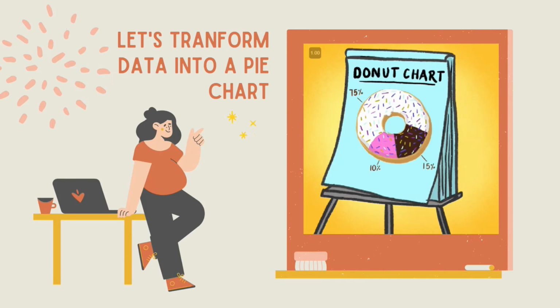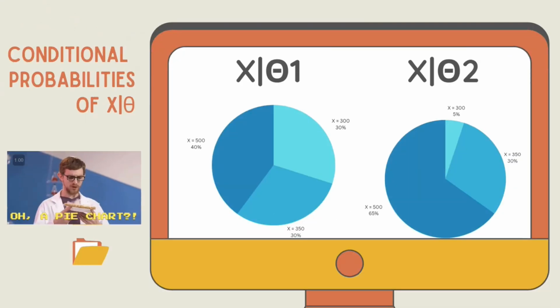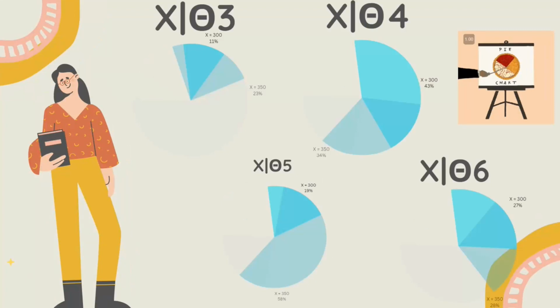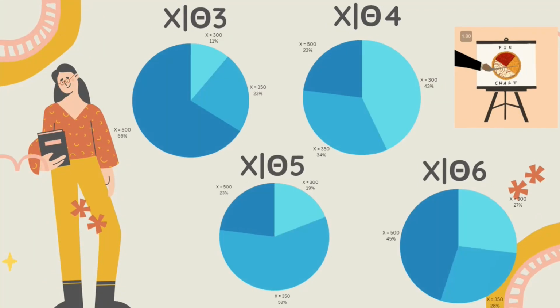Let's transform the data into a pie chart first. These are the pie charts of the probability of x given theta 1, theta 2, theta 3, theta 4, theta 5, and theta 6.